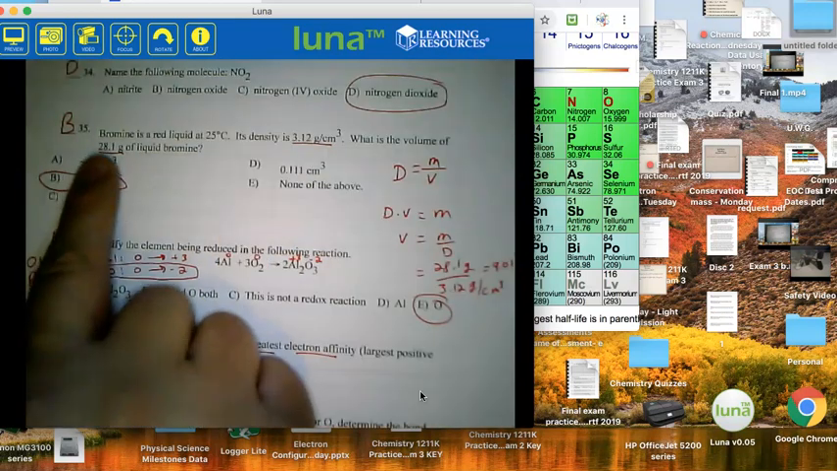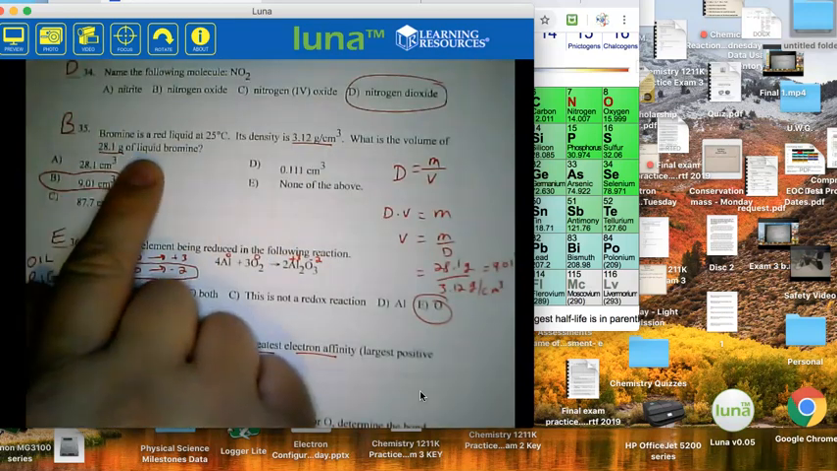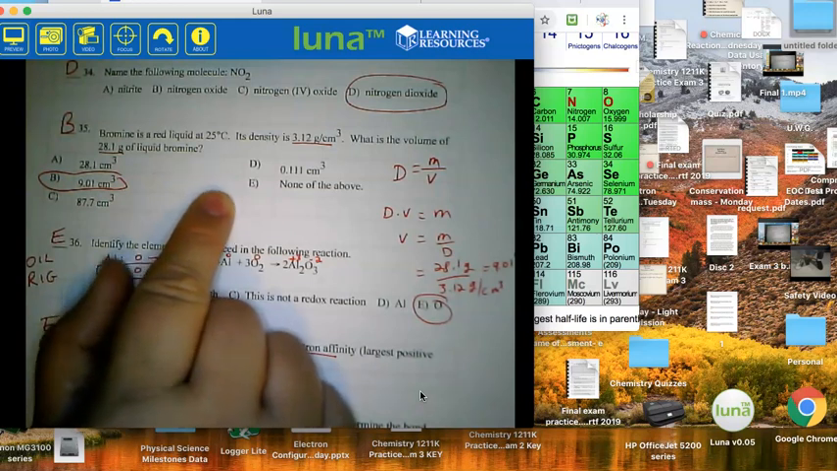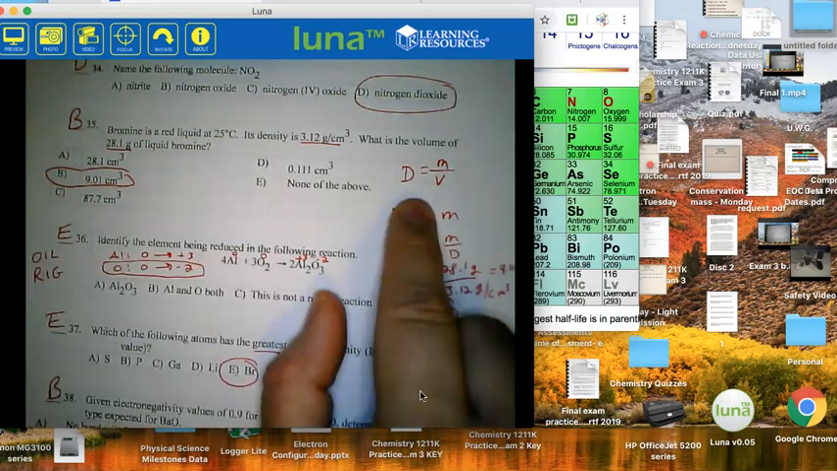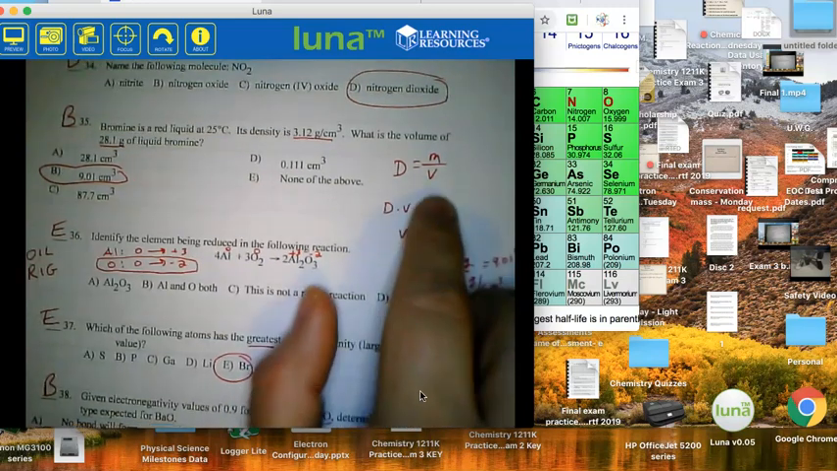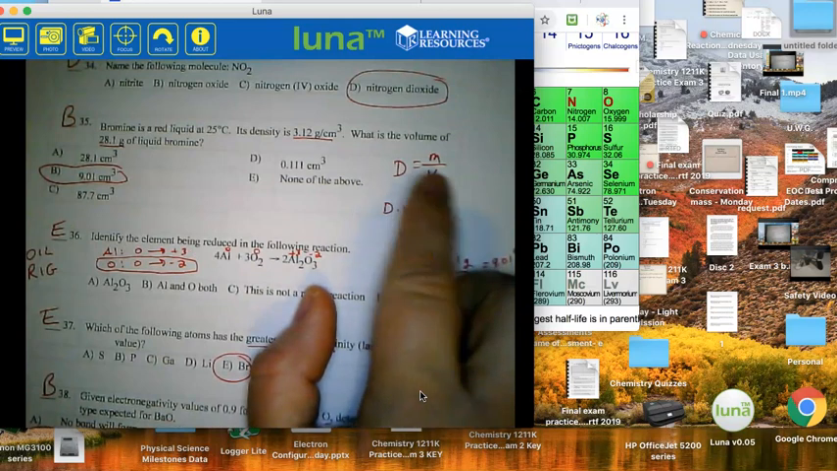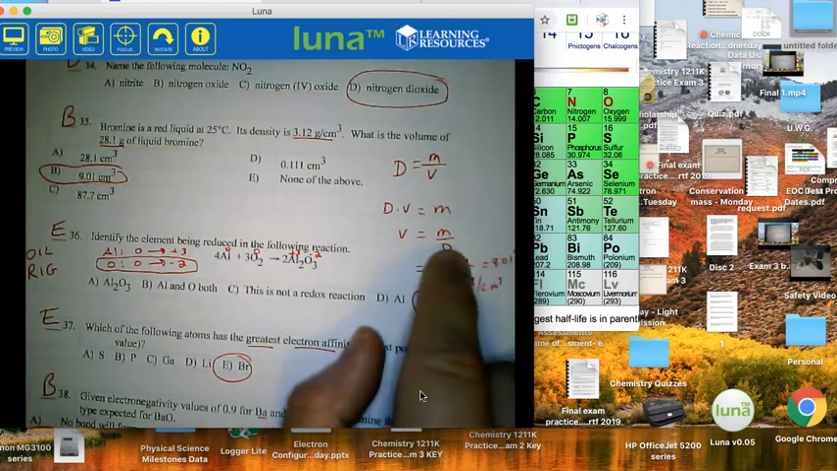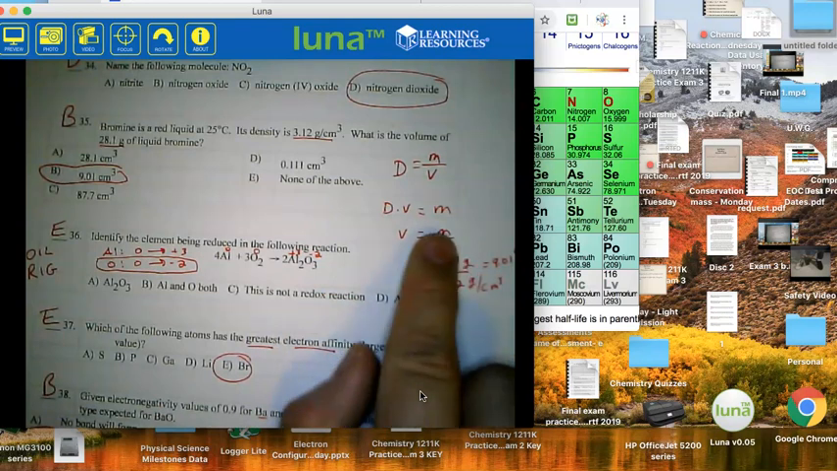Number 35, bromine is a red liquid at 25 degrees Celsius. Its density is 3.12 grams per cubic centimeter. What is the volume of 28.1 grams of liquid bromine? So here I have my density formula. I'm going to rearrange it here. I'm going to cross multiply. Density times volume is equal to mass. And then divide both sides by density to get volume is equal to mass over density.